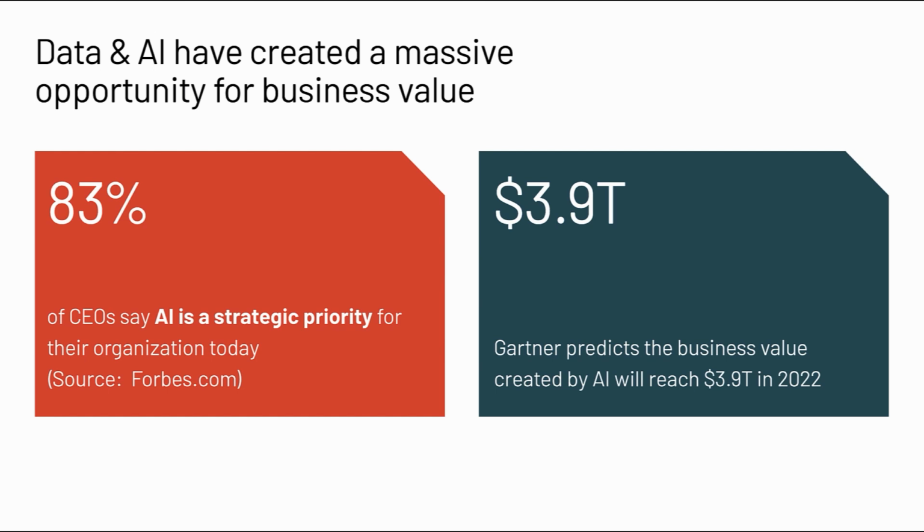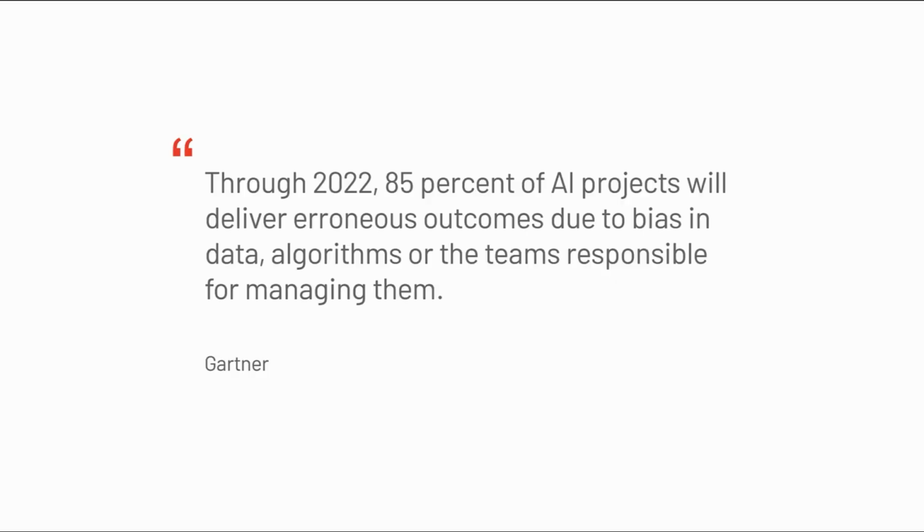So let's take a look at these statistics. Today, 83% of CEOs say that AI is a strategic priority for their organizations. And then we look at this quote. Gartner predicts the business value created by AI will reach $3.9 trillion next year. On the other side of that, though, Gartner also predicts that through 2022, 85% of AI projects will deliver erroneous outcomes. In other words, they will fail.